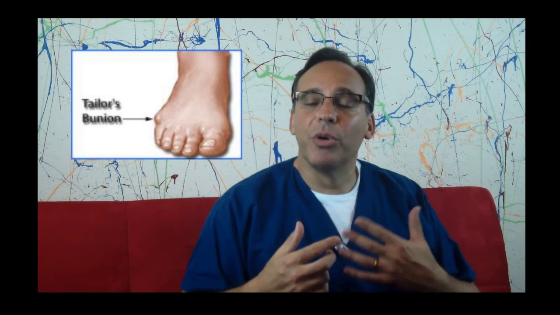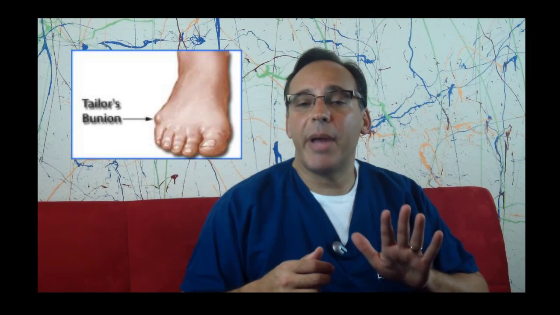Then there can be a bump behind the small toe, and that is on the side of the foot as well. And that is a type of bunion. We call it a tailor's bunion. And that originally came from the tailors, the old-fashioned sewing machines where they would be pressing the wheel or the pad to move the wheel, and they would end up getting that deformity.